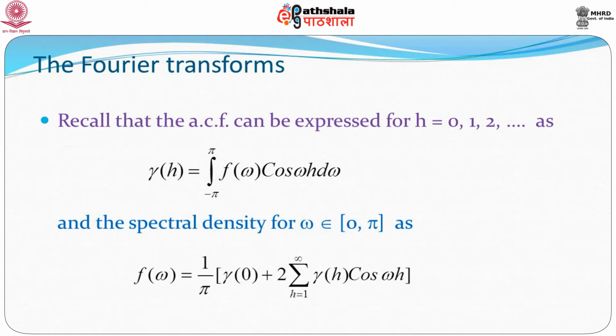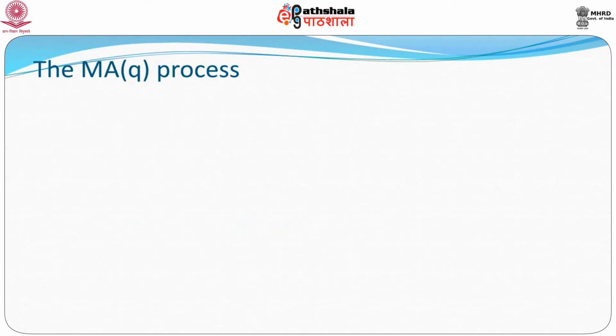Of course, this can very easily be extended to the range minus pi to pi, but we will just be keeping ourselves to the positive values of omega only. So, we have a dual relationship here. The first one gives us the gamma h in terms of f, and the second gives us f in terms of gamma. Now, let us start with the MA q process.